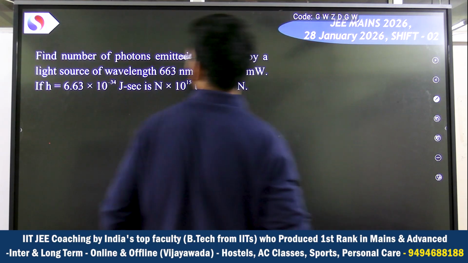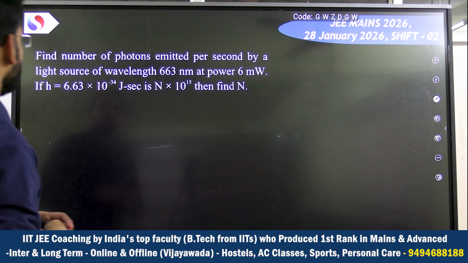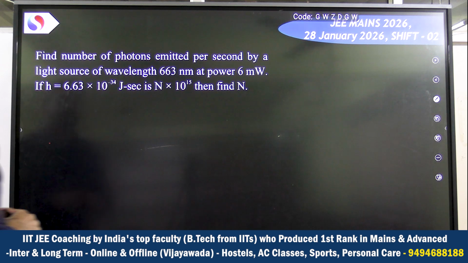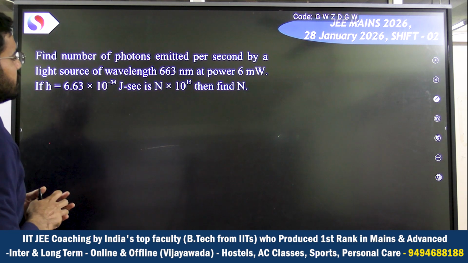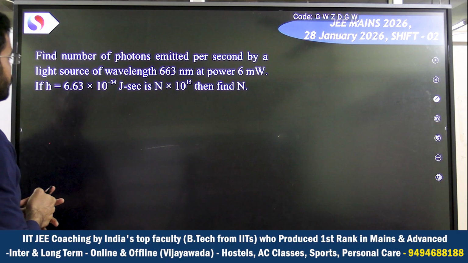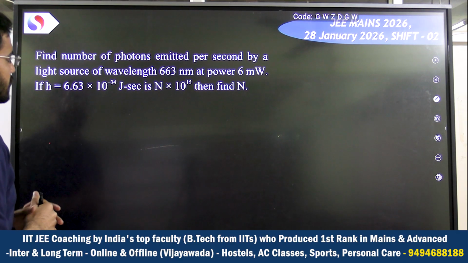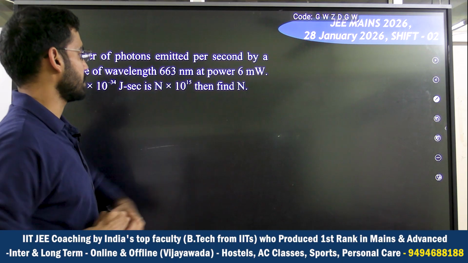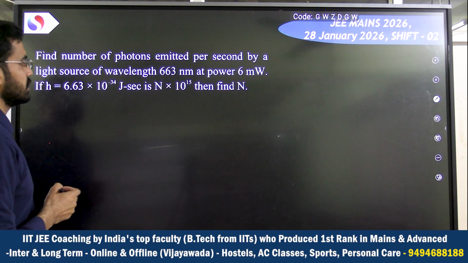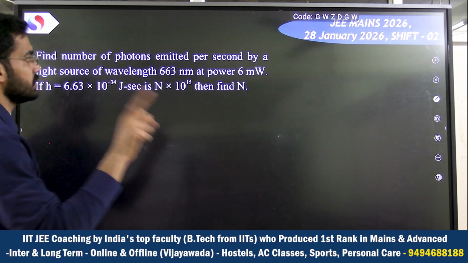Next, find the number of photons emitted per second by a light source of wavelength 663 nanometer at a power of 6 milliwatt, if h equals this, and the number of photons is N into 10 to the power 15, then find the N. Okay, so basically power is given, number of photons emitted per second.